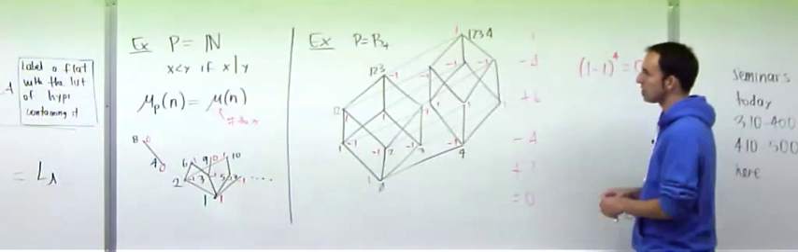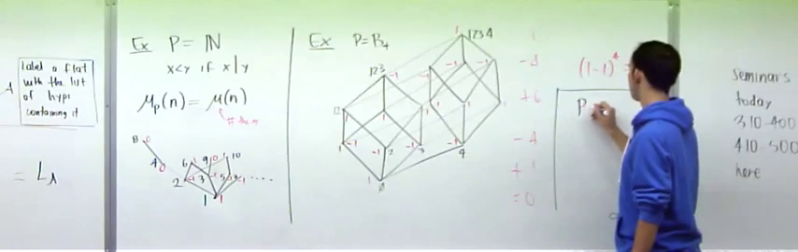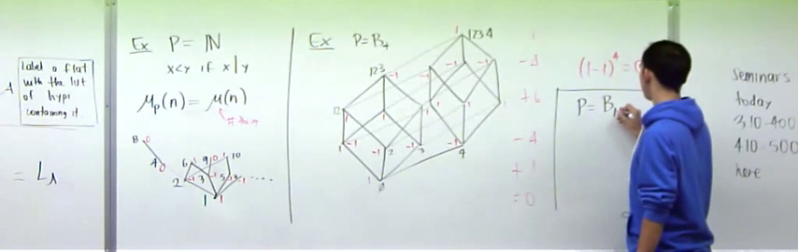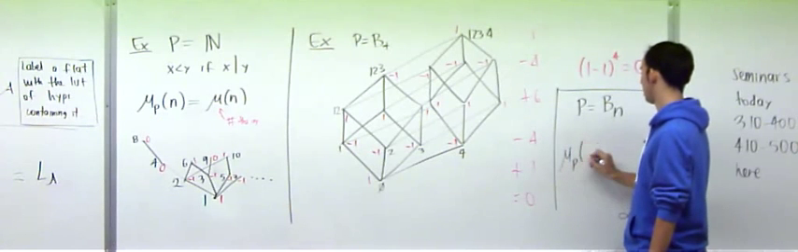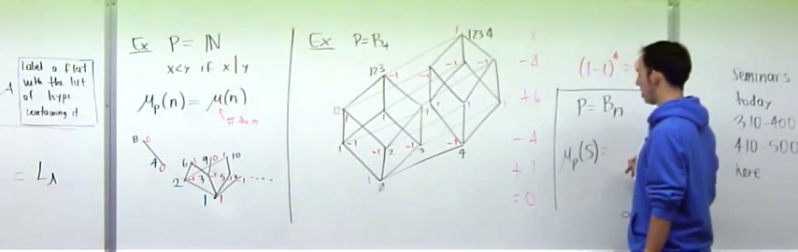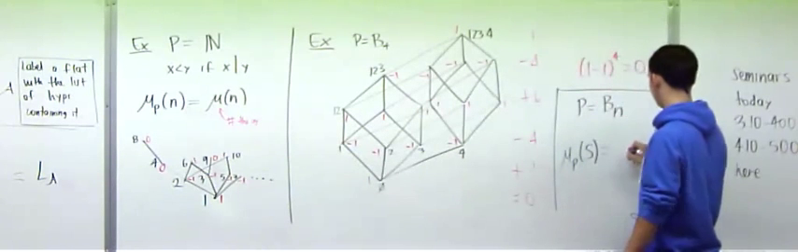The point is that this isn't just a phenomenon of B4. It's actually true in general that if P is the Boolean lattice of n, then the Mobius function of a set is just -1 to the number of elements.